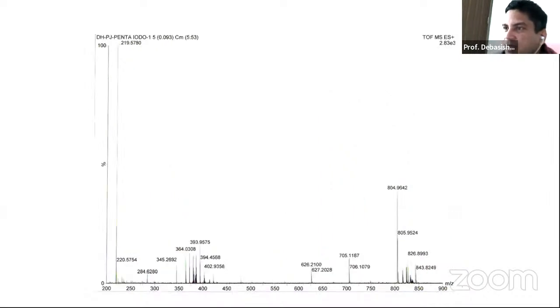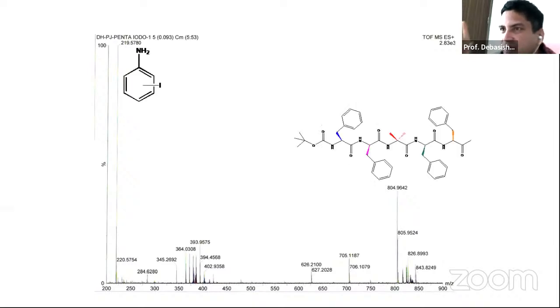Okay, so then we have tried with iodine, and iodine is less vigorous in the reaction. What we have found is that now the reaction takes place. We again took the mass spectrometry, and we found that monoiodination takes place. Here is the mass spectra of our peptide compound, and there is no iodination on the phenyl aromatic ring, but iodination only on the aniline.